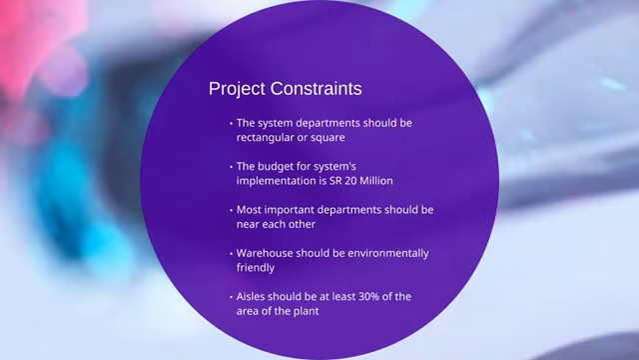The first constraint is that the system departments should be rectangular or square. And second, the budget for the system implementation should not exceed 20 million reals. And then the most important departments, of course, should be near each other. And the next constraint is that the warehouses should be environmentally friendly. And the last constraint is that the aisles should be at least 30% of the area of the plant to allow for better movement inside the warehouse.